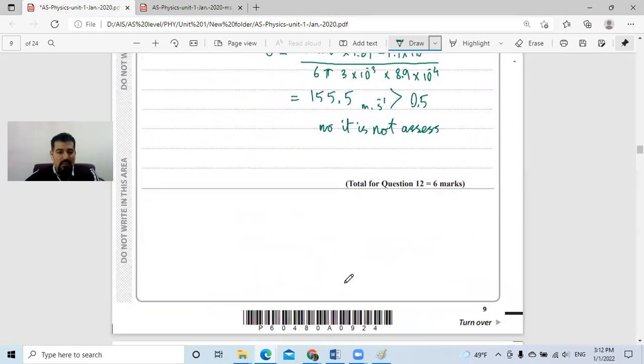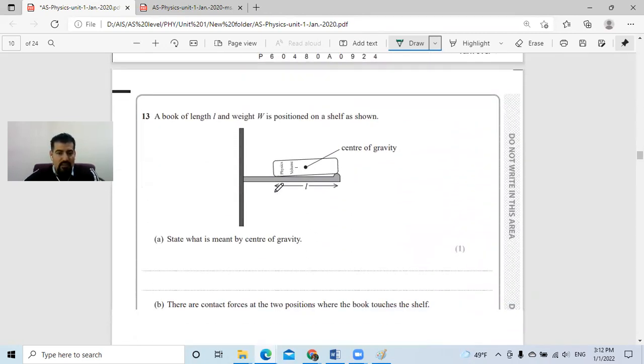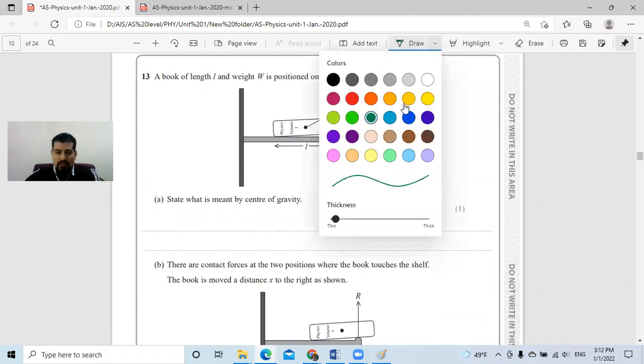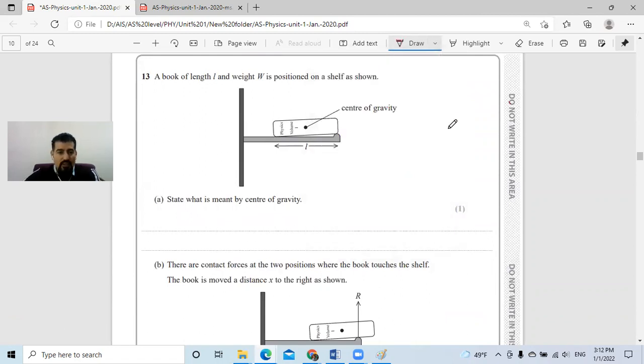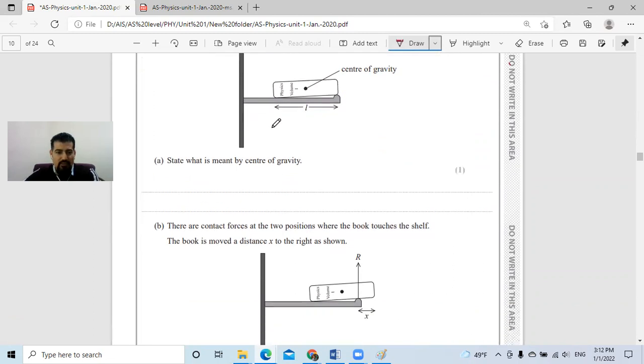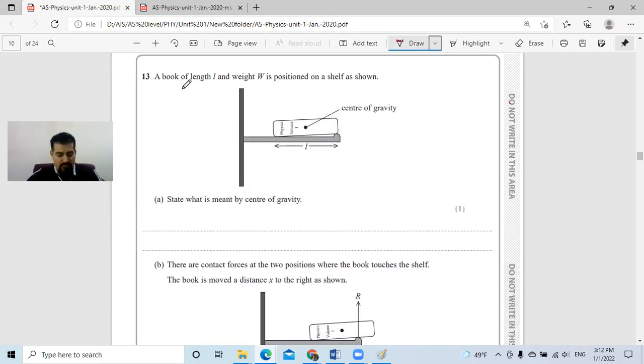Okay, let's come to the next question. What does it say here, question 13? Question 13 talks about moment and pivot. What does it say? A book of length L and weight W is positioned on the shelf, as shown. State what is meant by center of gravity or center of mass. Send me the answer.